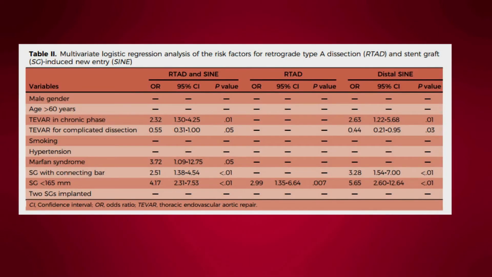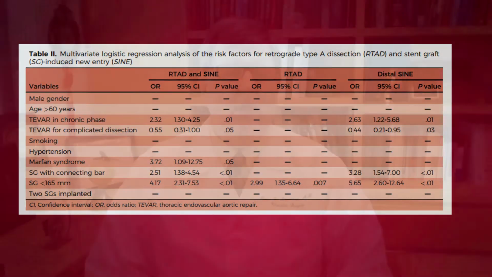Marfan syndrome, T-bar and a chronic dissection, a stent graft with a connecting bar, and a stent graft length of less than 165 centimeters predicted retrograde dissection, and stent graft-induced new entry. There were no differences between proximal bare stents and non-bare stents. However, a greater oversizing ratio was related to a stent graft-induced retrograde dissection. The authors suggest that improvements are needed in new stent graft designs for aortic dissections to reduce these 2 problems.